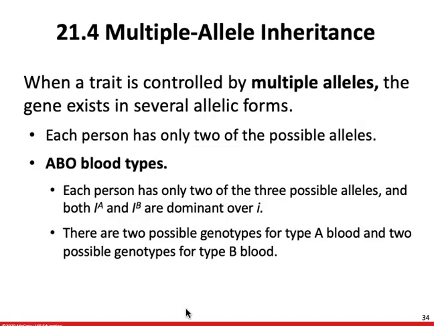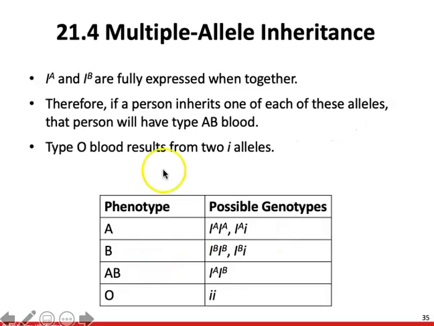So an individual is only going to have 2 alleles. You're either going to have an A allele, a B allele. You're going to have 2 alleles. They could be A, B, or I. I is just what we call it when you do not have that particular antigen. So there are 3 different alleles that are possible. You're only going to have 2 out of those 3 alleles. There are 2 possible genotypes for blood type A, 2 possible genotypes for blood type B. And we're going to look at that right here.